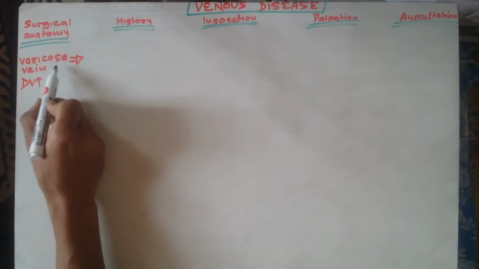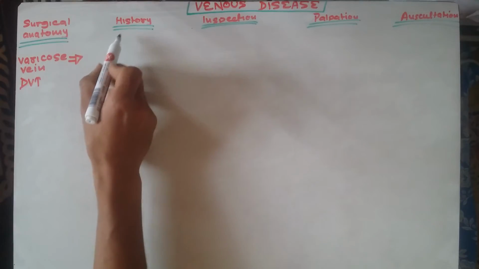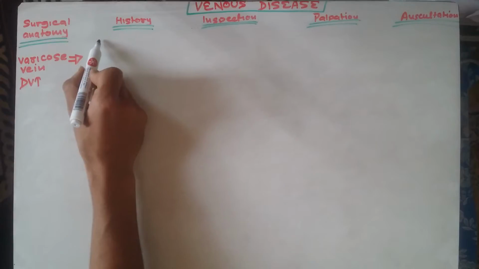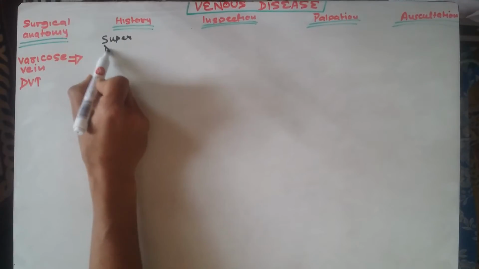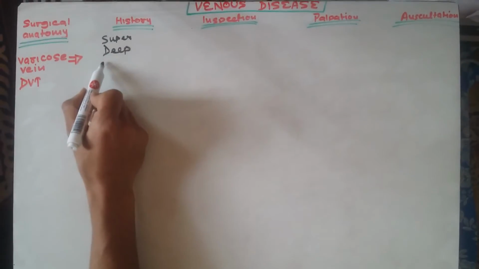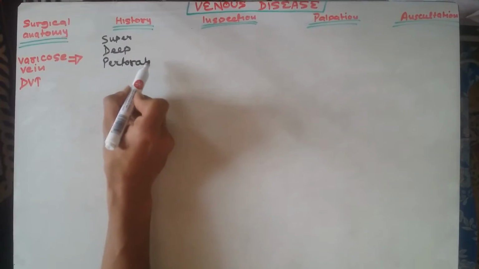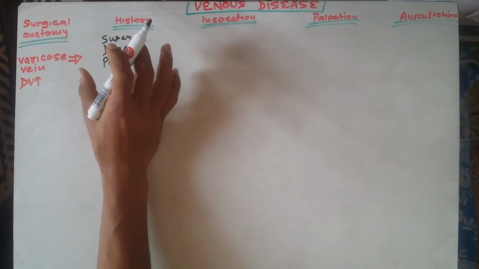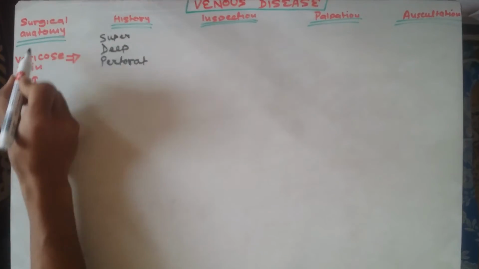So starting from the varicose vein, first of all we should know what are the different types of vein in the limb. Usually the lower limb is divided into superficial vein, deep vein, and the connection between the superficial and deep vein is via the perforators. And when these veins become dilated, elongated and tortuous, they are called varicose vein.